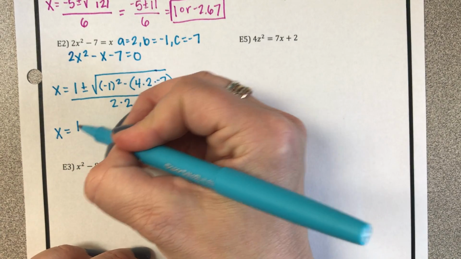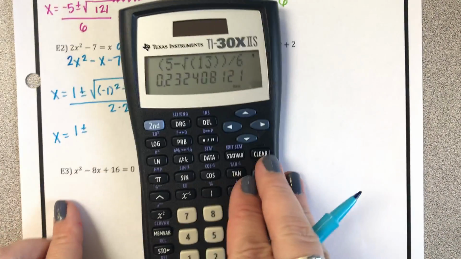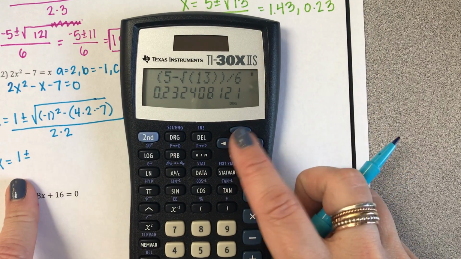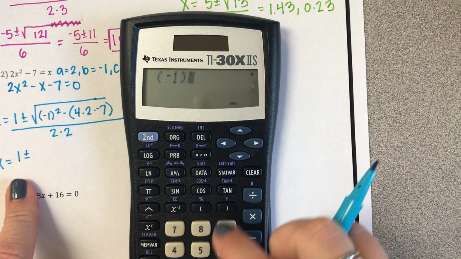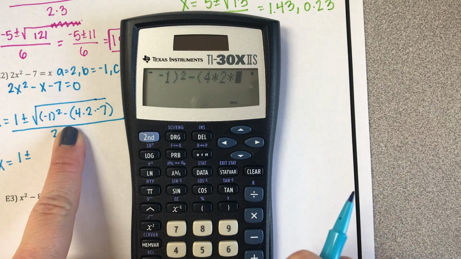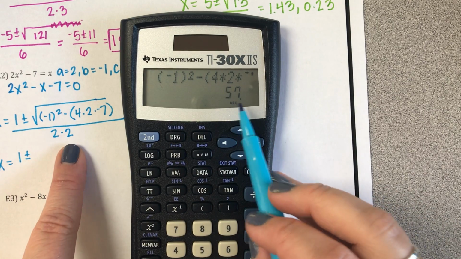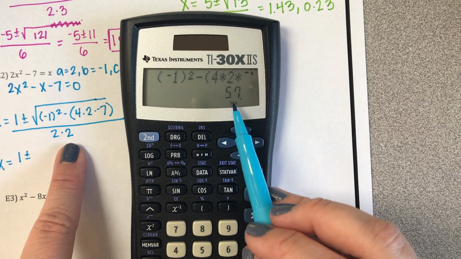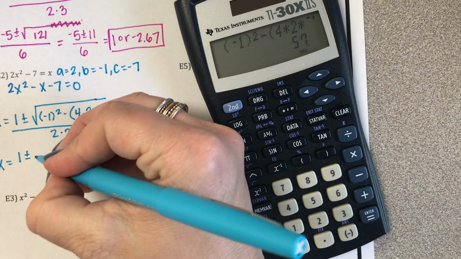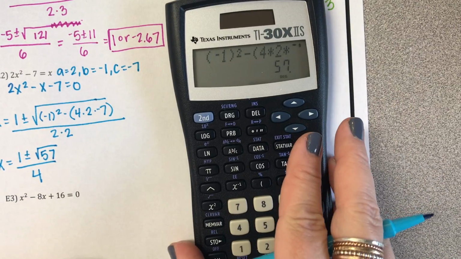So x equals 1 plus or minus, so I'm going to work smarter this time, not make a giant radical sign. So I have negative 1, the whole thing squared, right? And then minus 4 times 2 times negative 7. So what is that, 57? I can't see it on my screen. So 57 over 4.